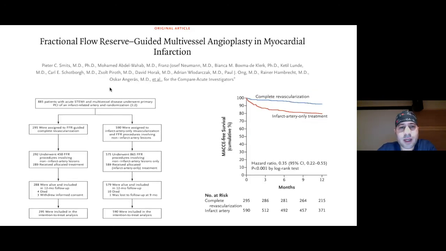The COMPARE-ACUTE trial also showed similar results, where they randomized about 885 patients to FFR-guided complete revascularization versus infarct artery-only treatment, and showed similar results. Complete revascularization guided by FFR is superior to just treating the culprit artery.